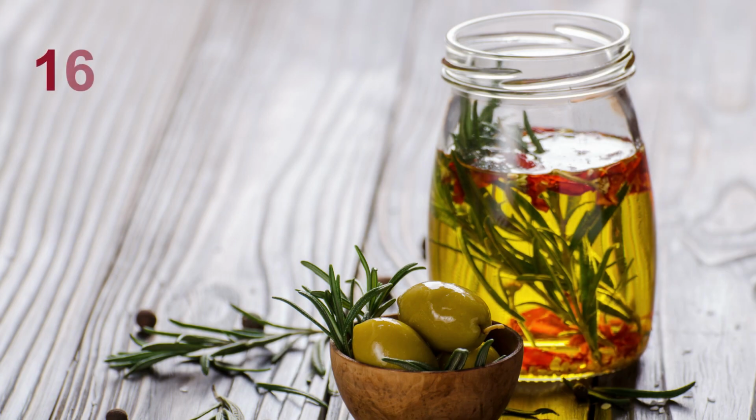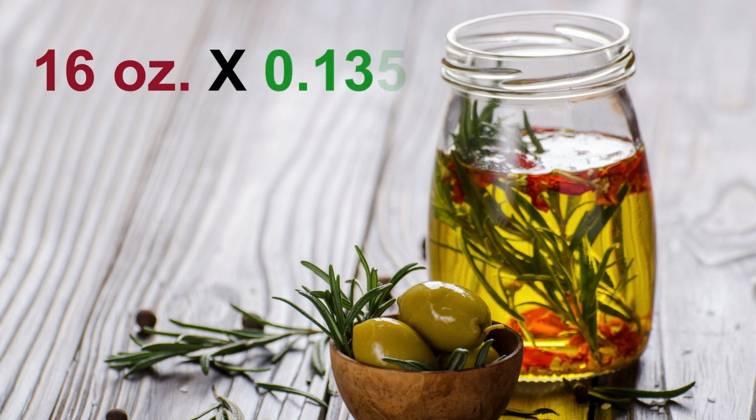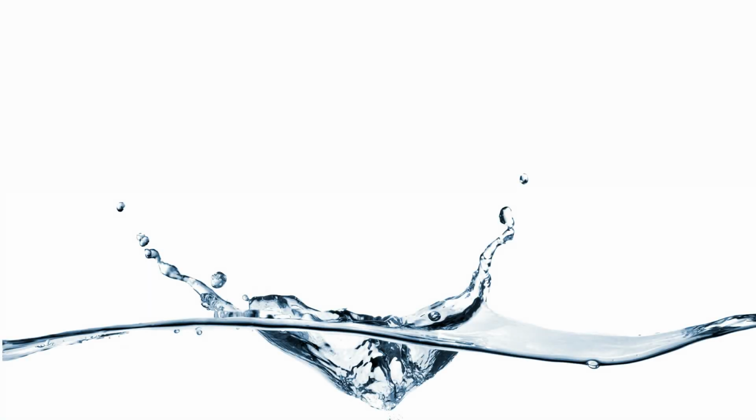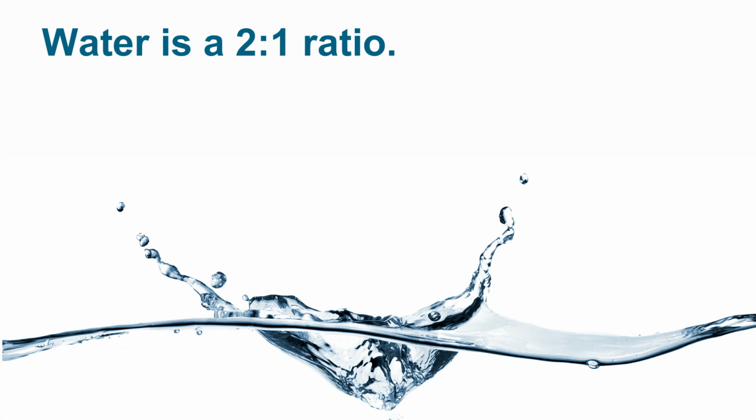Multiply the amount of oil times the saponification value for the sodium hydroxide. In this case, we need to multiply 16 ounces of olive oil times its sap value of 0.135 for a result of 2.16. Now you know that you'll need 2.16 ounces of lye crystals in your recipe. The amount of water you'll need to add is typically a 2-to-1 ratio of the amount of lye crystals.